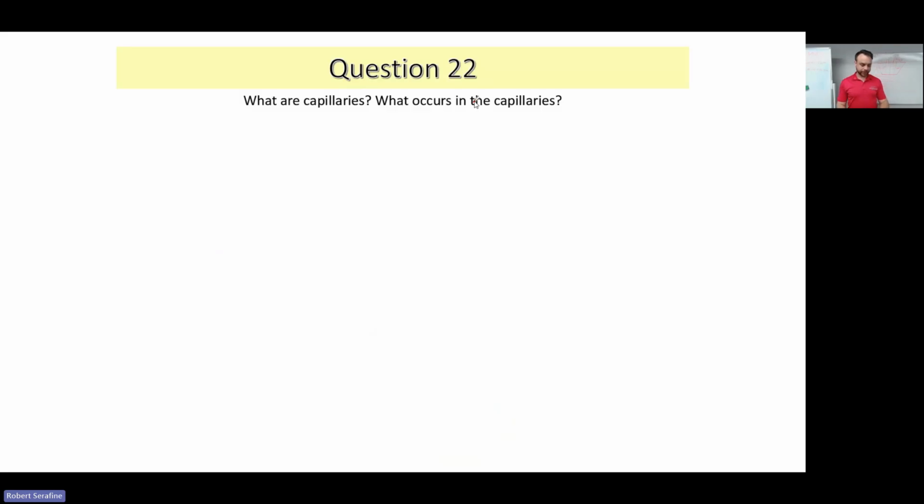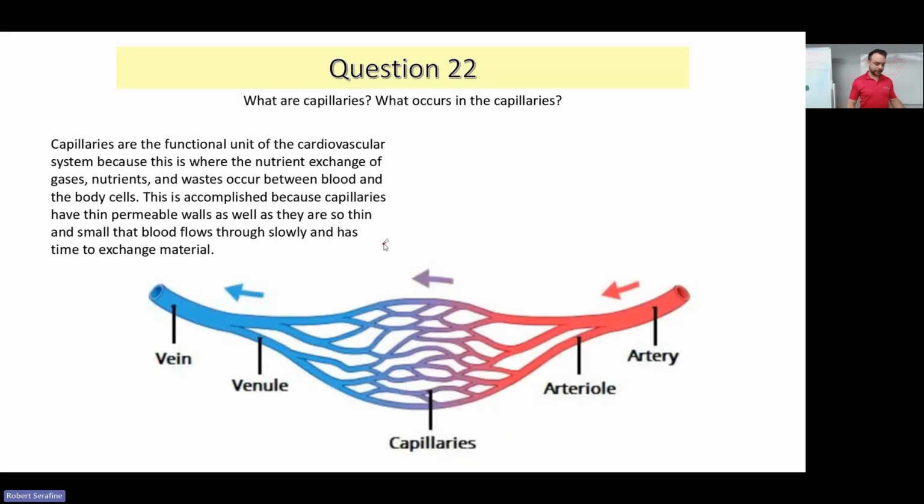So the capillaries, as we were just mentioning earlier, are the functional units of the cardiovascular system. We do talk about in the various systems, what is the functional unit? What is the basic structure that serves the most finite purpose of this system? And so it's the capillaries. Why? Because the capillaries are where all of the nutrient exchange is occurring, and all the delivering and picking up that we talked about is happening.